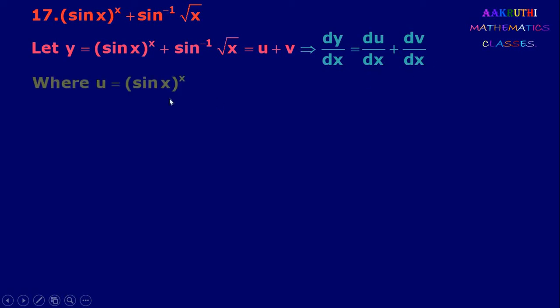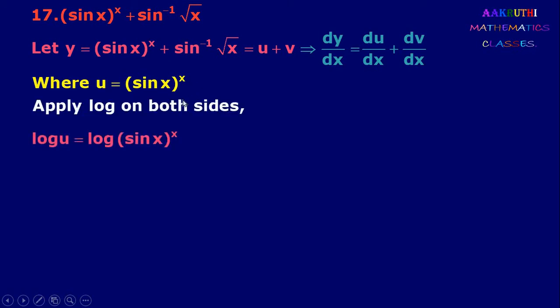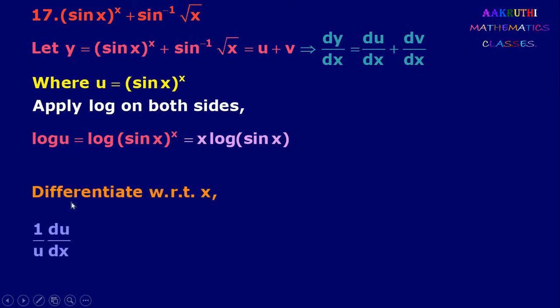Now here u equal to sin x to the power x. Apply log on both sides, we get log u equal to log of sin x to the power x, and we can simplify and write log u equal to x into log of sin x. This power x we can take as coefficient, so it is x into log of sin x. Now differentiate with respect to x, we get log u differentiation is 1 by u into du by dx, and here it is UV rule. X into log of sin x, it is UV rule. X is first function, log of sin x is second function. Write x as it is. Log of sin x differentiation is 1 by sin x. Again sin x differentiation is cos x.